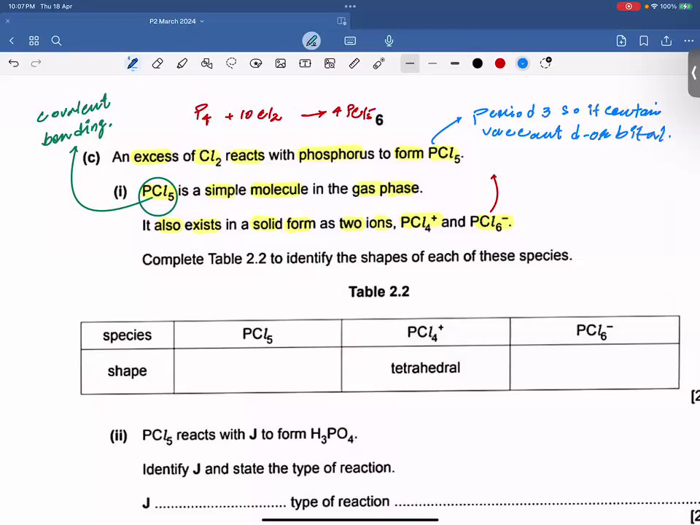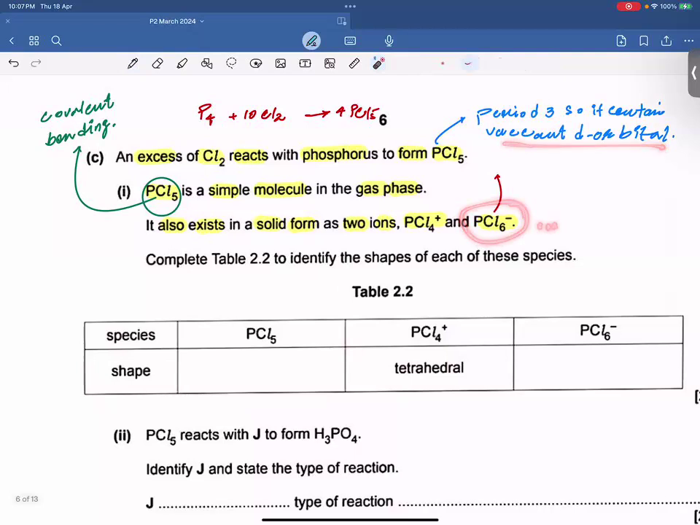And due to the presence of this vacant d orbital, it can form PCl6 minus. Okay, so that's the reason why PCl6 minus is formed, due to the presence of the vacant d orbital.